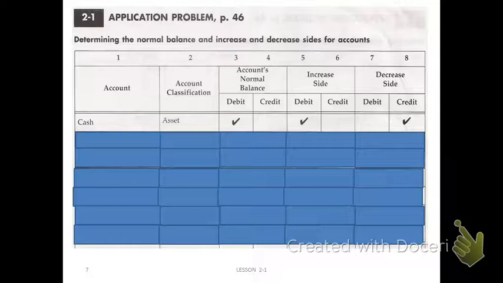So you have to label the account title, the account classification. You have to indicate the account's normal balance side and increase side, which would be the same answer for both. And then you would have to indicate the account's decrease side. So they've given us the first one, the example. The first one is cash, which is an asset. So for assets, the normal balance and the increase side all happen to be debits. For an asset, the decrease side, which is the opposite of the normal balance side, should be on the credit side. So cash increases as a debit, cash decreases as a credit.